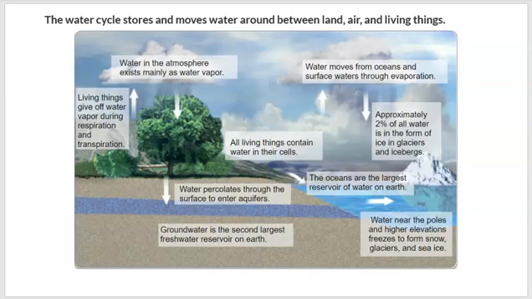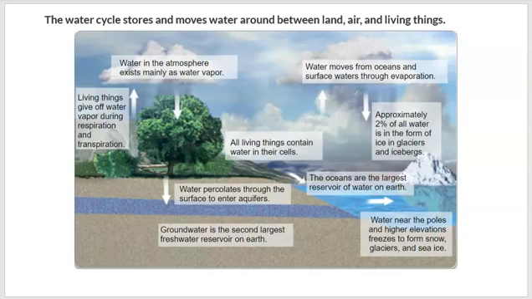The water cycle stores and moves water around between land, air, and living things. Water in the atmosphere exists mainly as water vapor. Water vapor moves from oceans and surface waters through evaporation. The oceans are the largest reservoir of water on Earth. Water near the poles and higher elevations freezes to form snow, glaciers, and sea ice. Approximately 2% of all water is in the form of ice glaciers and icebergs.